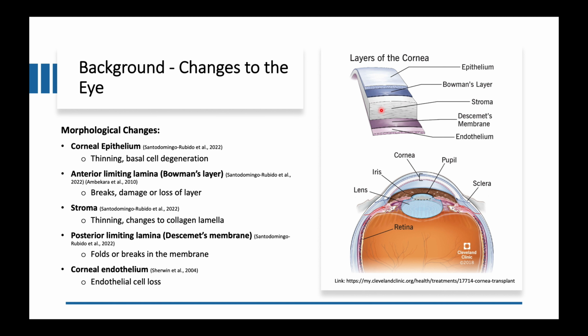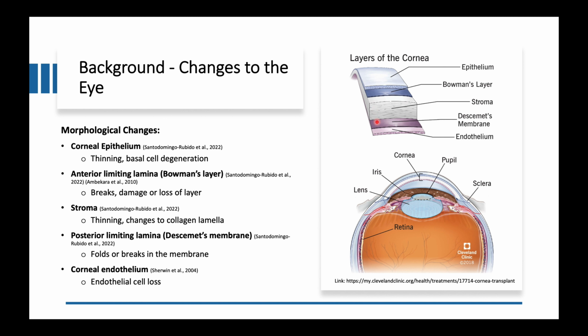The stroma, which is the thickest layer, is thinned and experiences a reduction in the number of collagen lamellae. Lamellae, which make up the stroma, are composed of bundles of collagen fibers and are responsible for providing the stroma its strength. Therefore, this is another extremely damaging effect.